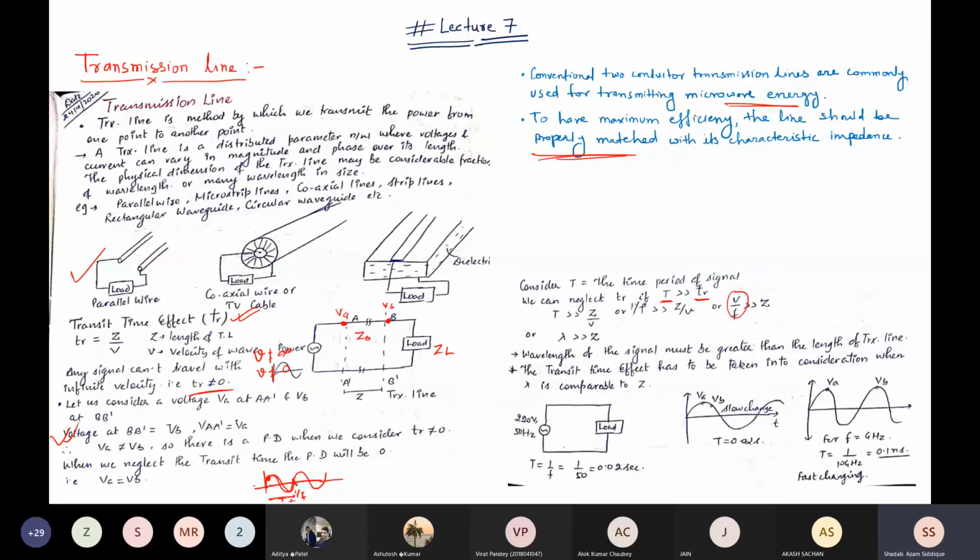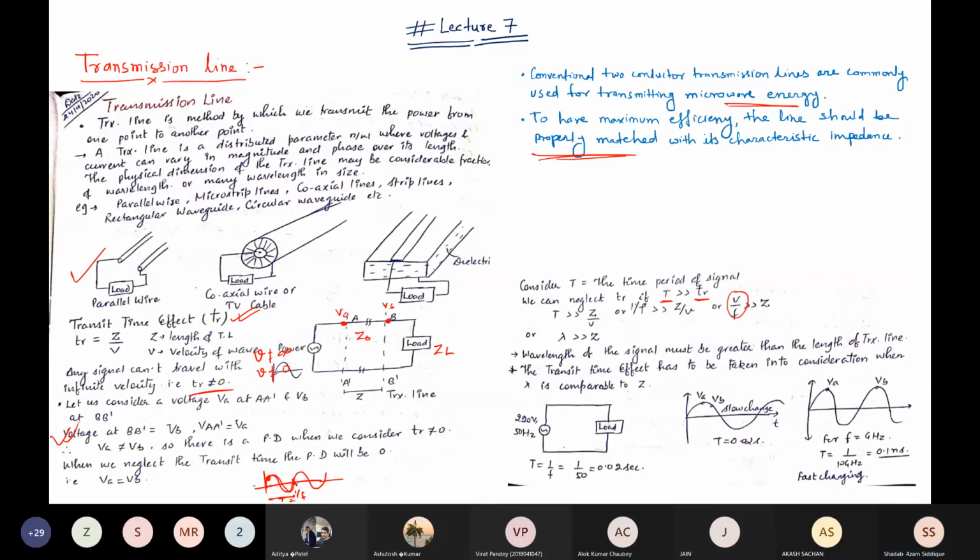You can also say the maximum power transfer theorem we can apply here. So to have the maximum efficiency of the transmission line, it should be properly matched. That means the characteristic impedance Z0 should be properly matched with ZL.